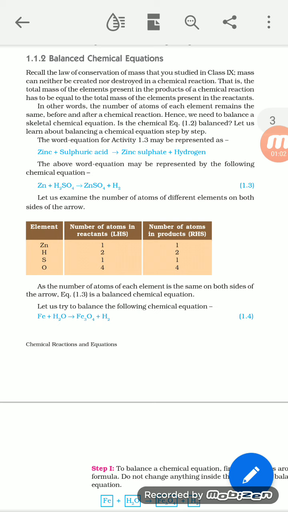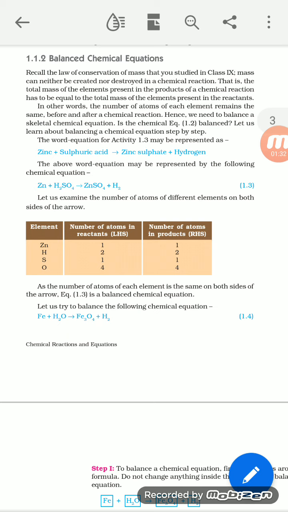Sometimes a question may come: why do we have to balance a chemical equation? The answer is that we have to obey the law of conservation of mass. Due to this, we have to balance chemical equations. In other words, the number of atoms of each element remains the same. Same mass means the same number of atoms before and after a chemical reaction. Hence we need to balance a skeletal chemical equation.